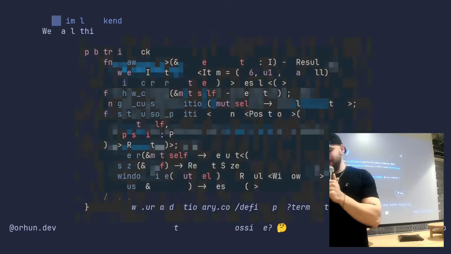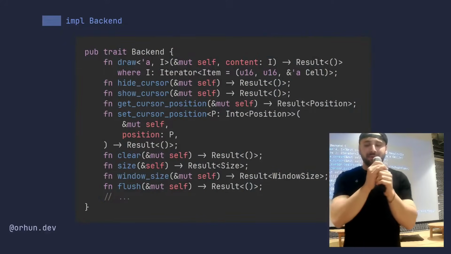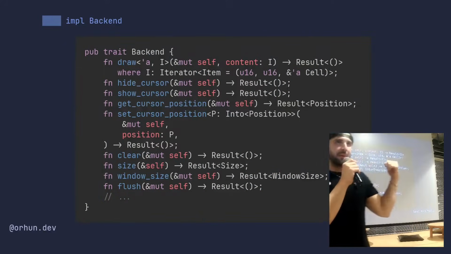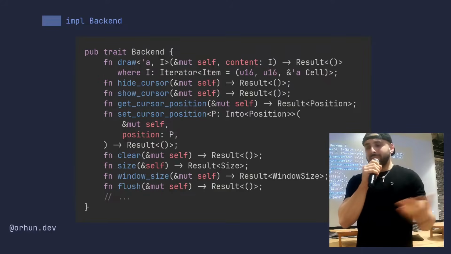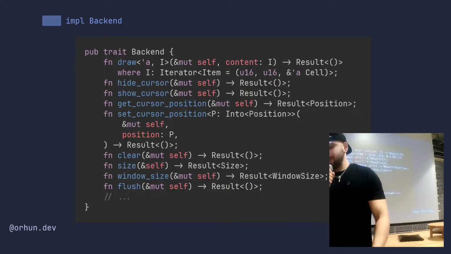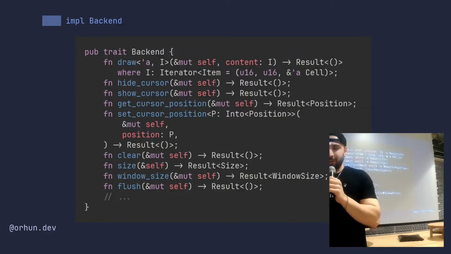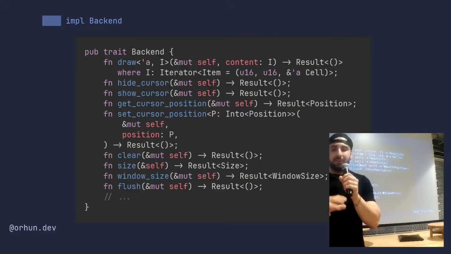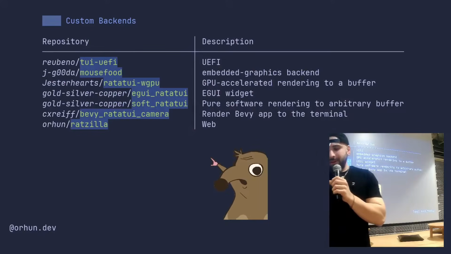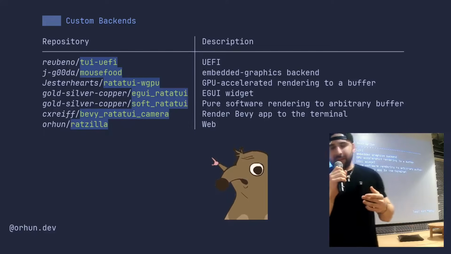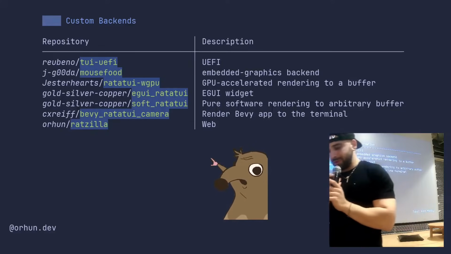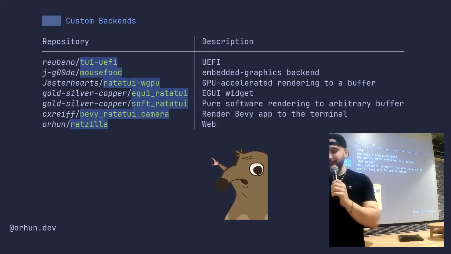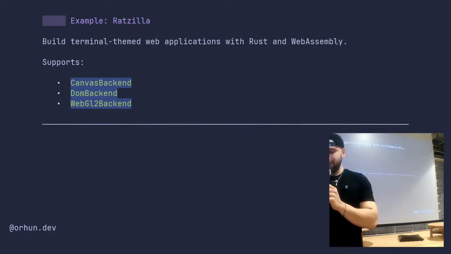So how is this possible? Like I said, you can have different backends, and if you implement this trait, these functions on any screen, any concept, you can basically draw on that thing. So people have created different backends. We have a UEFI backend for bootloaders. We have Mousefood, which I'm going to talk about today. We have EGUI, Bevy, and so on. So these different backends enable you to render TUIs on different platforms.